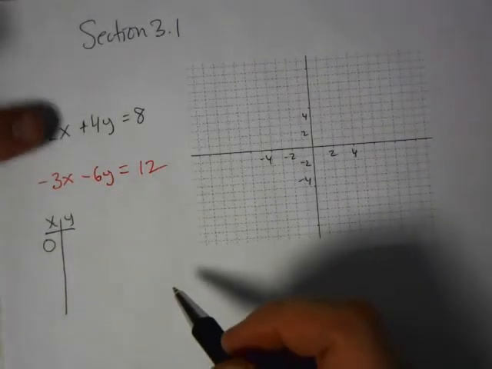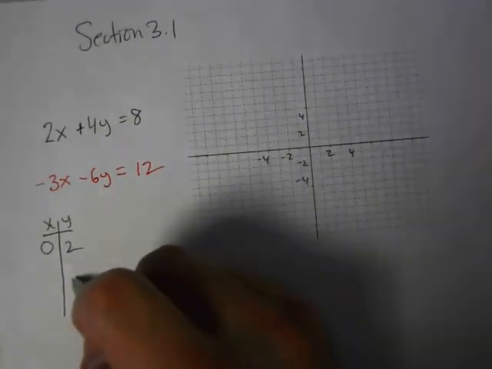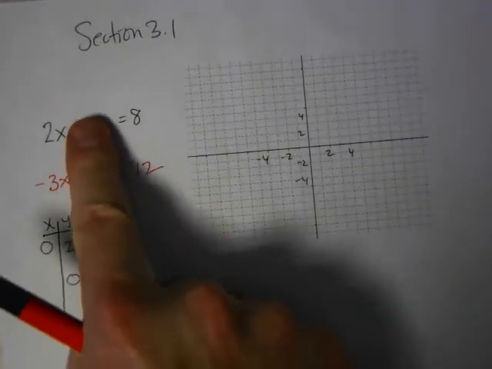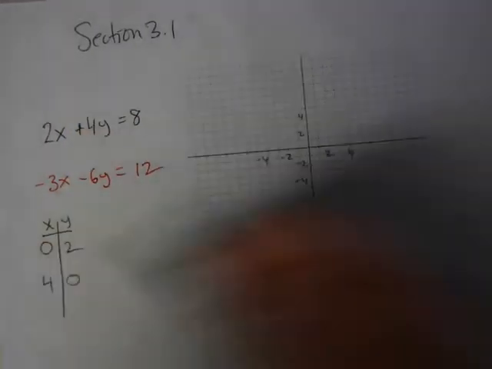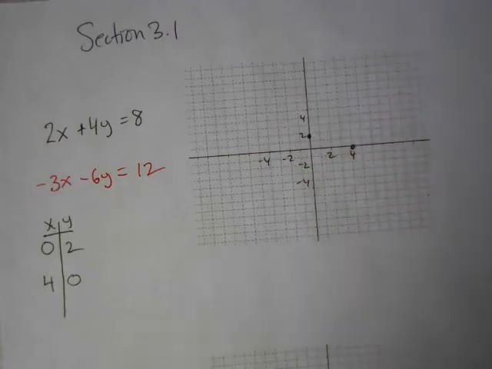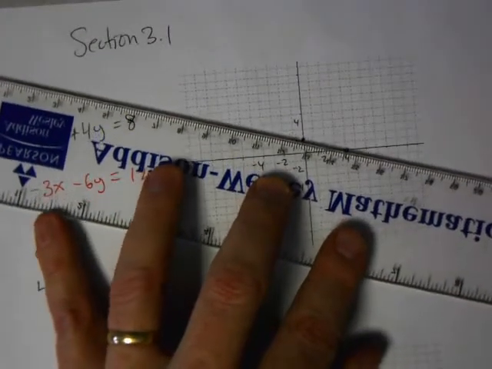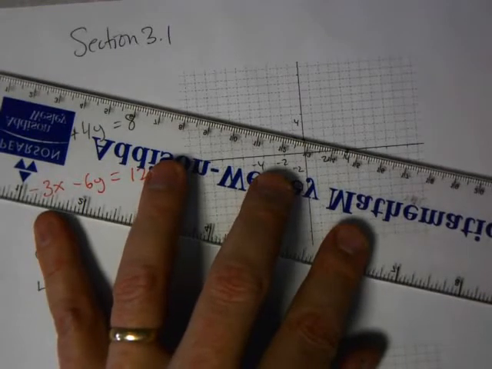I'm going to plug 0 in for x here. Y would have to be 2. And then I'm going to plug 0 in for y. X would have to be 4. So I've got 0, 2, and 4, 0. Grab my ruler, connect my dots.